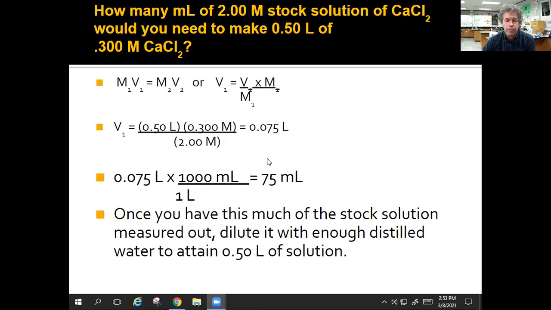So in order to make the solution, once you have measured out your 75 milliliters, you would then fill the remainder of your half liter, so 425 milliliters, with water.